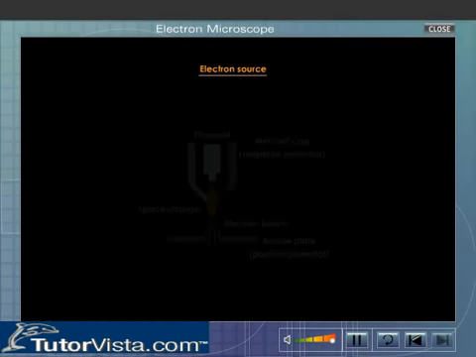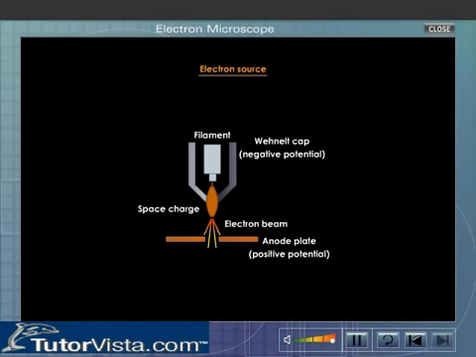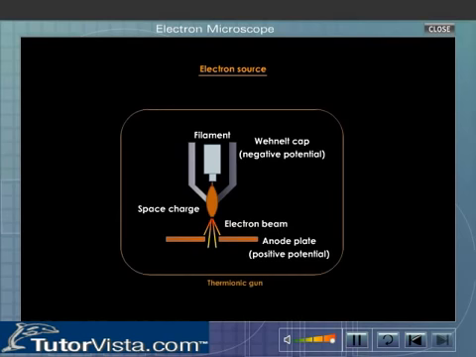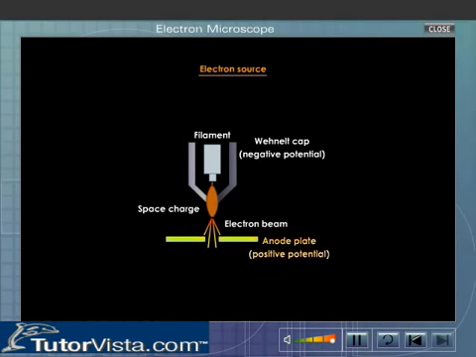Electrons Source. All electron microscopes generally use a thermionic gun as a source of electrons. A thermionic gun is shown here. A positive electric potential is applied to the anode plate. The filament, which is the cathode, is heated until a stream of electrons is produced. The electrons are then accelerated by the positive potential down the column.